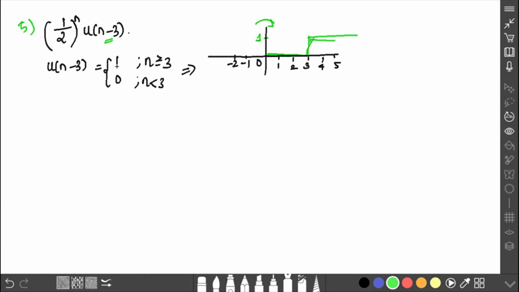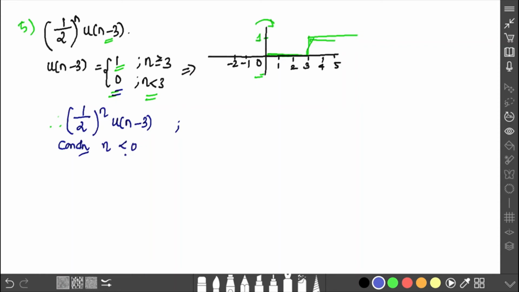So from the given figure itself, you can identify it has the value of 0 for n less than 3. So when it is multiplied by 1, the value will be equivalent to 0. That is, for the given signal u of n minus 3, the value is 0. Hence the condition for causality is satisfied. Hence the given signal is causal.